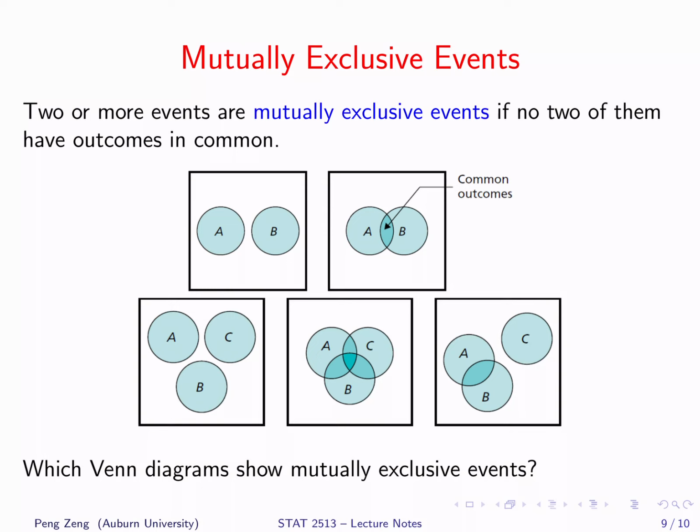In the first diagram of the second row, A, B, and C are mutually exclusive because any pair of events are disjoint. In the second diagram, A, B, C are not mutually exclusive because they share some outcomes in common. In the third diagram, A, B, C are not mutually exclusive. Although A and C are disjoint, B and C are disjoint, we can see that A and B are not disjoint. Hence, we say that A, B, C are not mutually exclusive. To be mutually exclusive, any pair of events should be disjoint.